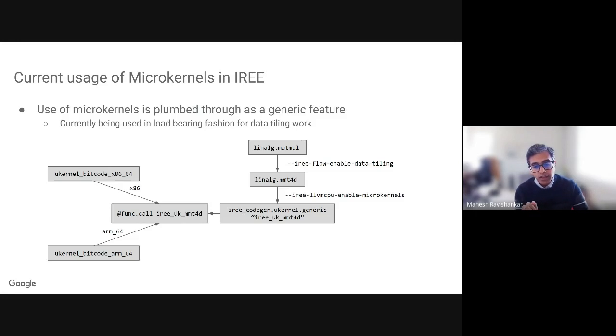And there, if you enable the use of microkernels, the Linalg mmt4d gets lowered to the microkernel generic op that I described earlier, calling the IREE uKernel mmt4d kernel that is provided as bitcode to the compiler using the microkernels that live in tree. And those are linked in depending on whether you're compiling for x86 or you're compiling for ARM. Different versions of the microkernel bitcode get linked in to resolve the call to the microkernel function, and you get effectively inline assembly for the innermost loop. So this is what we've been using it for. The microkernel itself is built as a general approach that we could use for any different use cases, but it's being used in a load-bearing fashion for this part.